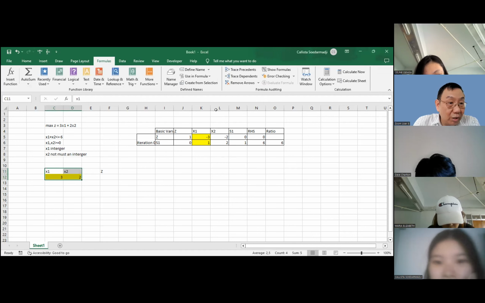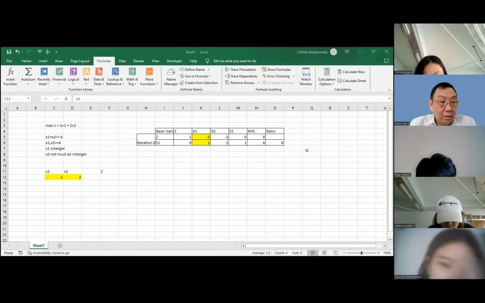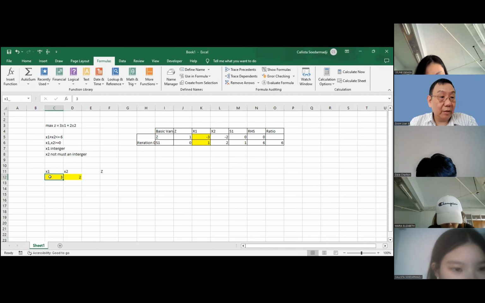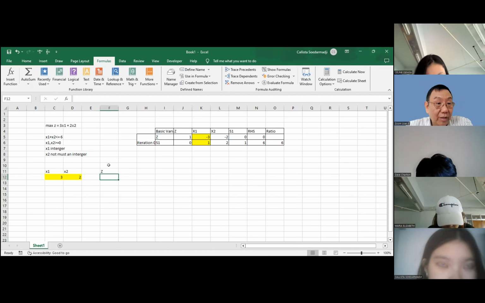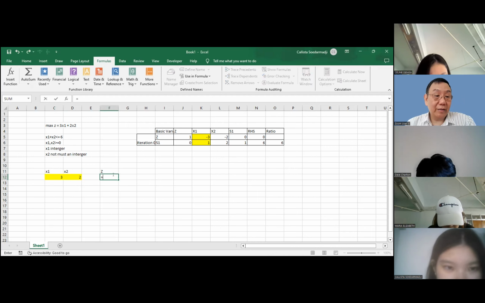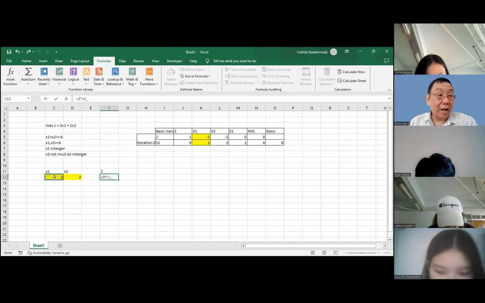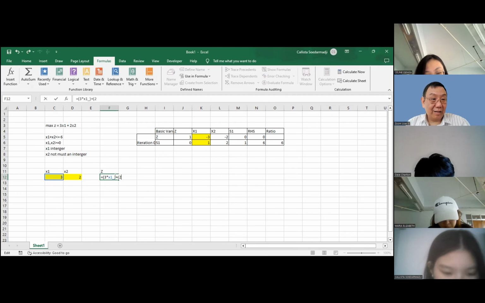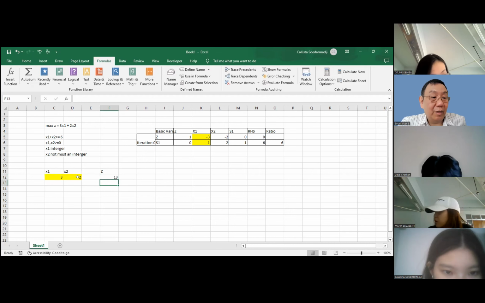Now you go to C12, you can see your variable name is there. Now go to Z, F12, which is equal to 3 multiplied by your x1, plus 2 multiplied by that one. No need to put brackets. Close. Good. Now you have it.